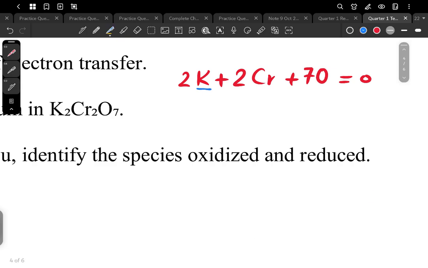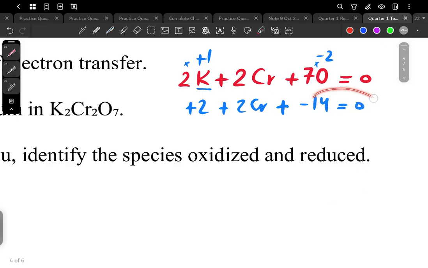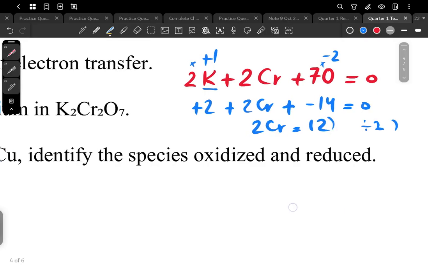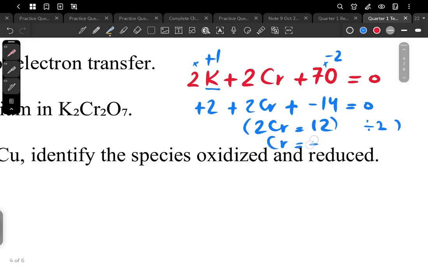Potassium belongs to the first group in the periodic table, so it has an oxidation number of +1, and we said oxygen usually has an oxidation number of -2. So 2 multiplied by +1, plus 2 chromium, plus 7 multiplied by -2, which is -14, equals 0. When you move -14 to the other side, it becomes 14. The 2 to the other side becomes -2. 14 minus 2 means that 2Cr equals 12. If you divide the whole equation by 2, Cr equals +6.